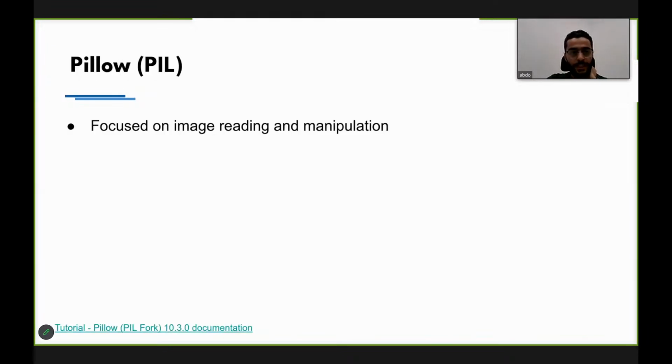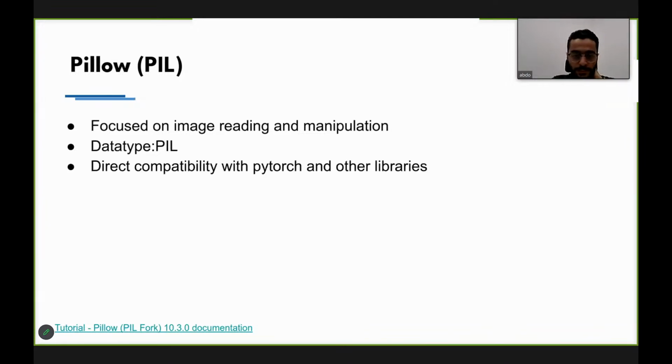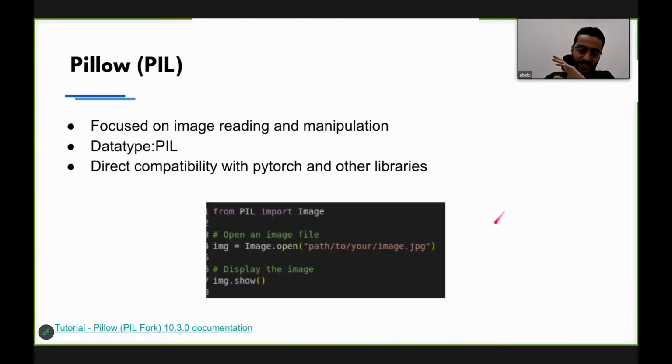So the next library is Pillow. It's used for image reading and manipulation. It has a data type that's called Pillow. So if you check your variable and the type is Pillow, you're using Pillow. And it's directly compatible with PyTorch and other libraries. You can literally directly use this data type and pass it to PyTorch and it will not complain. So the most used command for me with Pillow is just image open. It's usually used to open the images in your dataset class or do some simple manipulations on it. The tutorial is super long, so I would just say stick with ChatGPT with this one also.